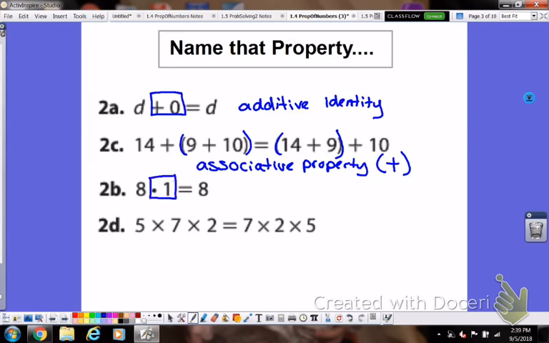Okay, next up, 8 times 1 equals 8. Just like before, you can see that times 1, that's our identity. We're multiplying, so that's the multiplicative identity.